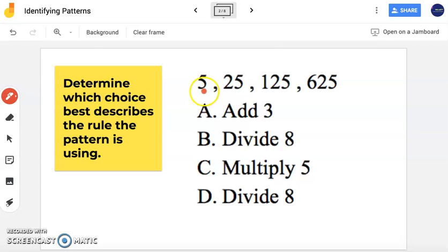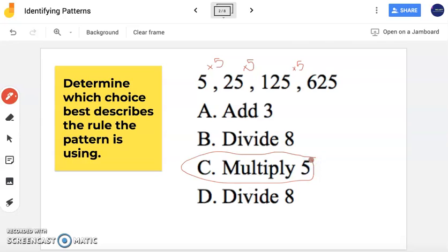So now if I look between 5 to 25, 5 plus something, 5 plus 20 is 25, but I noticed from 25 to 125, I didn't do the same addition pattern that I might have done between 5 and 25. But I do know that 5 times 5 is 25, and I noticed 25 times 5 is 125, and 125 times 5 is 625, which is going to help me identify my pattern here, which is multiply by 5.